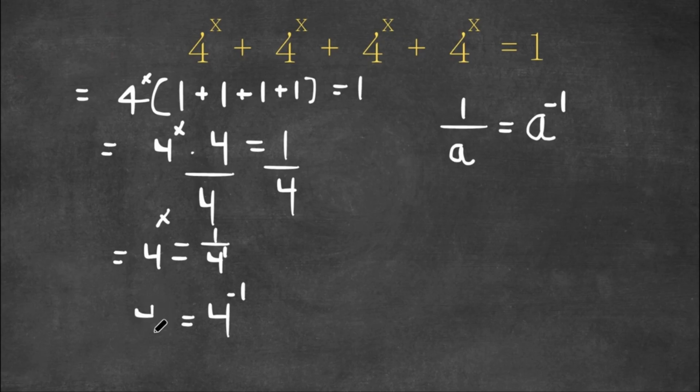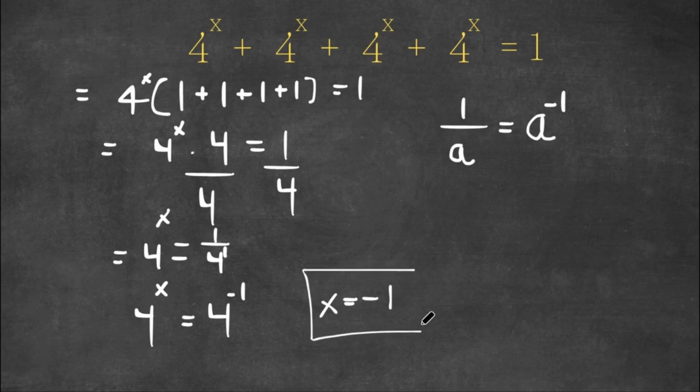So now we have 4 to the power of x is equal to 4 to the power of negative 1. And this means that x is equal to negative 1. So this is our answer.